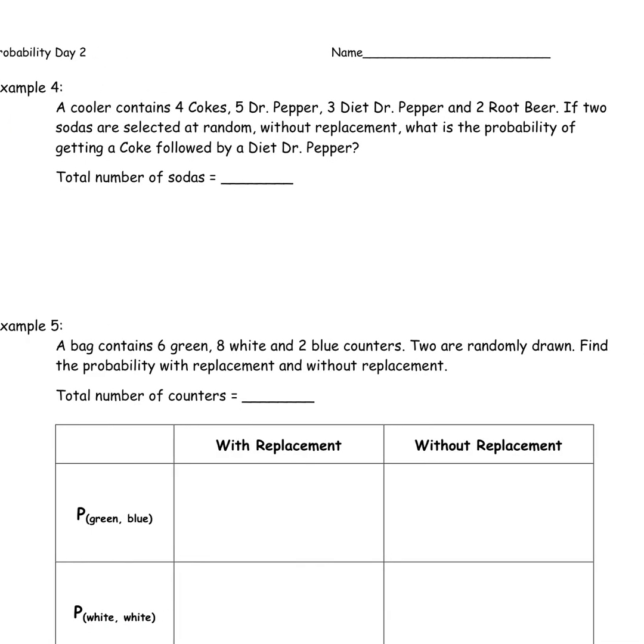A cooler contains 4 Cokes, 5 Dr. Peppers, 3 Diet Dr. Peppers, and 2 root beers.